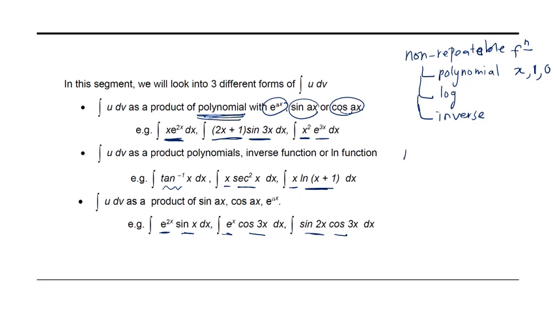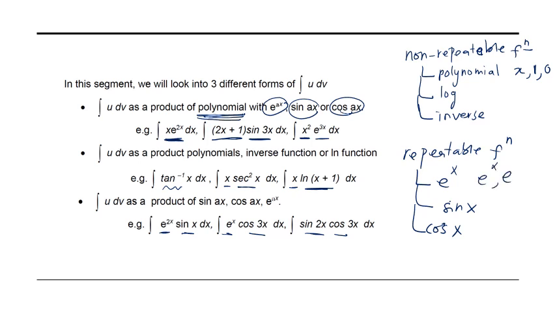Then we have repeatable function. So what is example of repeatable function? Exponent x. Okay, then we have sin x, cos x. So we call that repeatable function. Kenapa? Kalau awak differentiate exponent x, dapat exponent x. Differentiate lagi exponent x lagi. Differentiate lagi exponent x lagi. Nampak? Dia repeatable, tak habis.